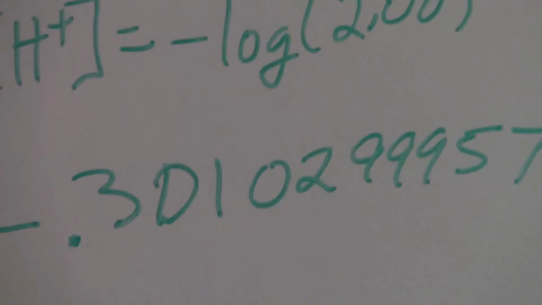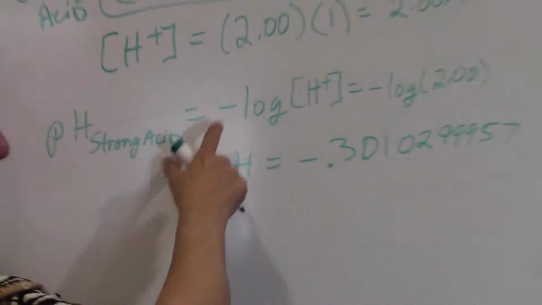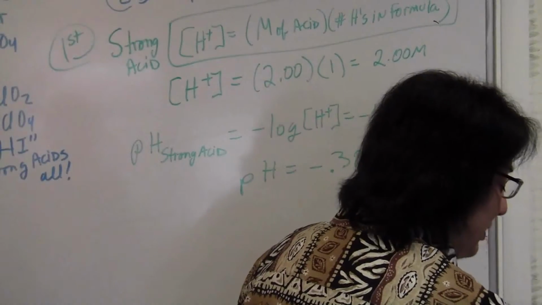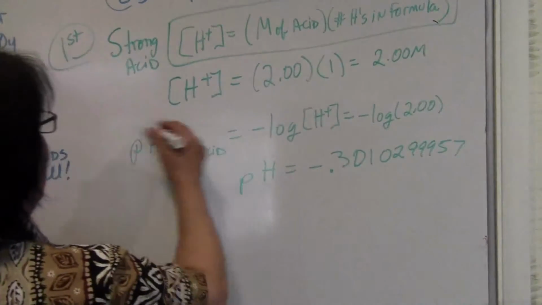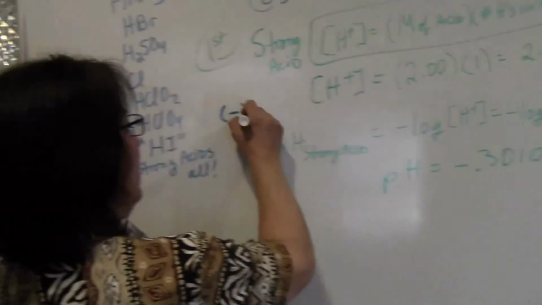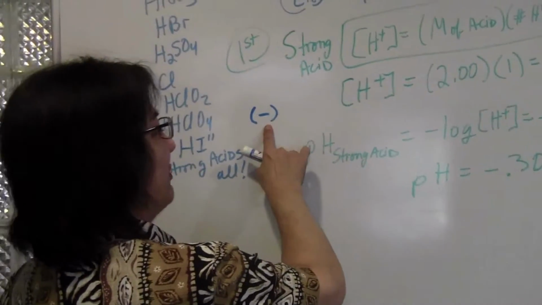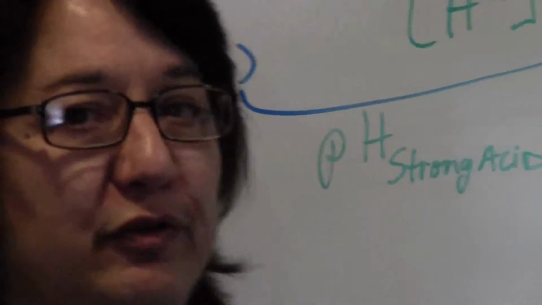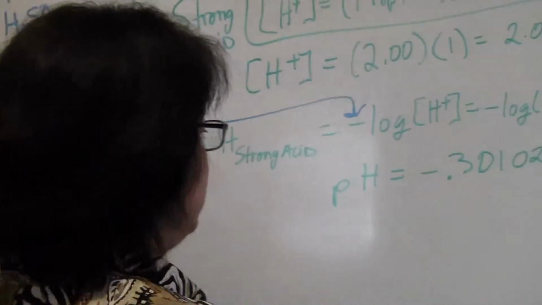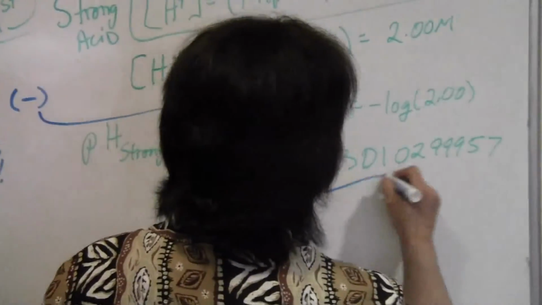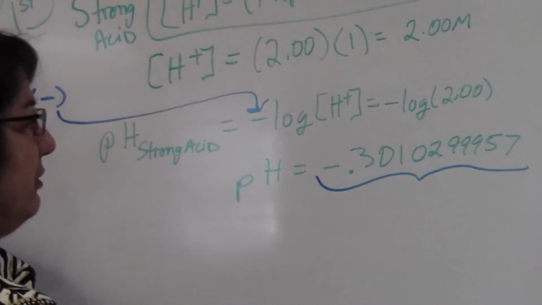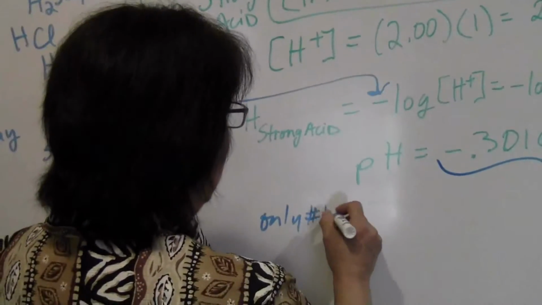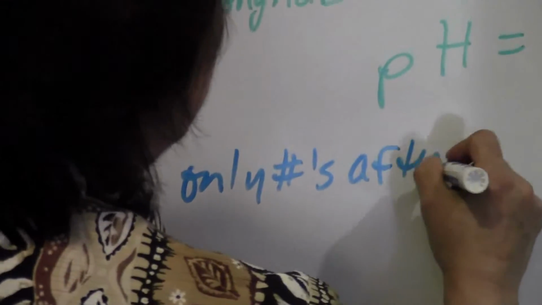0.30103. First, let me make sure you understand that that negative in the formula is not a minus sign. Go to the bottom of your calculator, find the little negative sign in the parentheses. That's the button you're going to push for the negative log. So now our pH has got a whole bunch of numbers. Very important for you to understand that only the numbers after the decimal are significant.